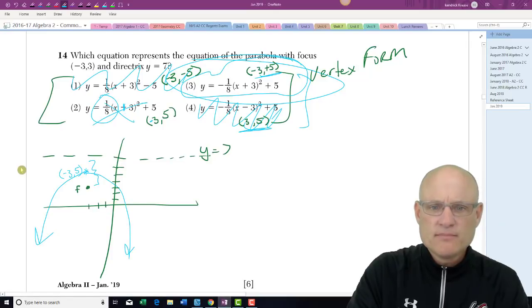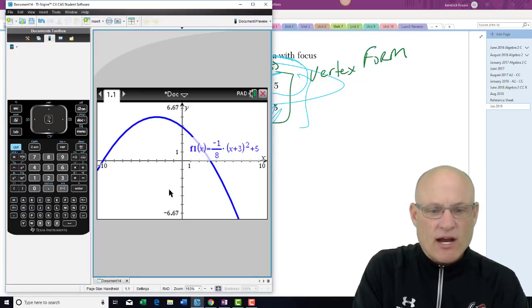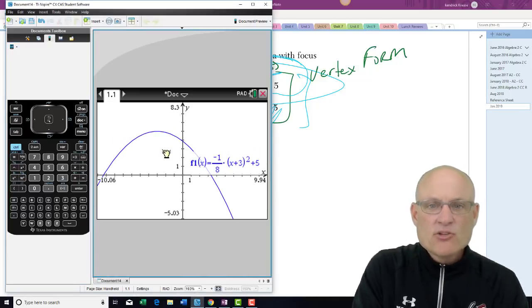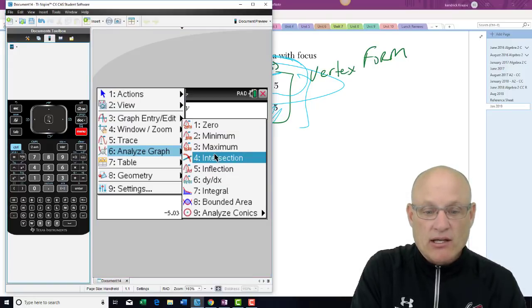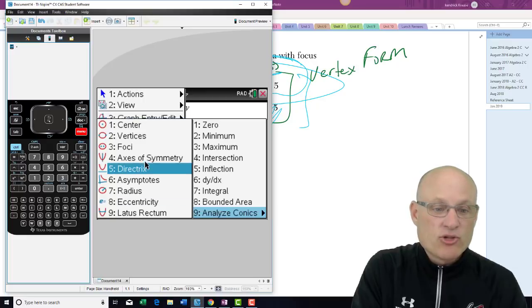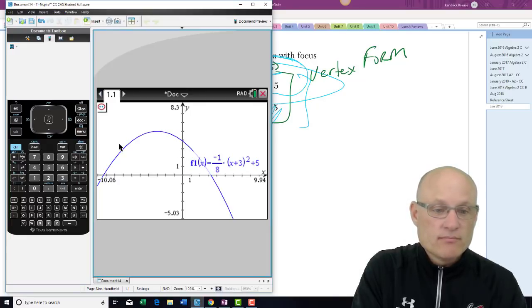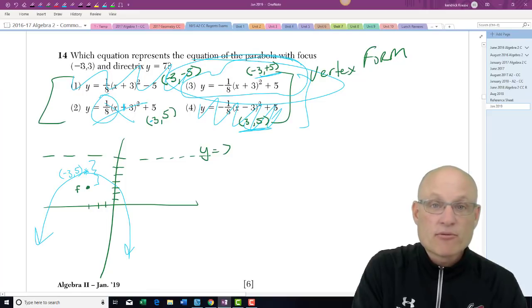Yes. So do you see how this graphed it for me? Nice here for me? So what I'm going to do here is go Menu, Analyze, and Analyze. And I want to check out the focus. And I click on it. Oh, look, focus is negative 3, 3. Focus is negative 3, 3.